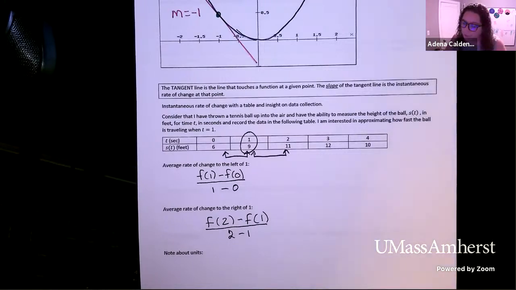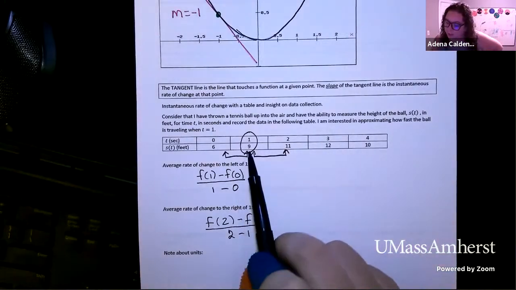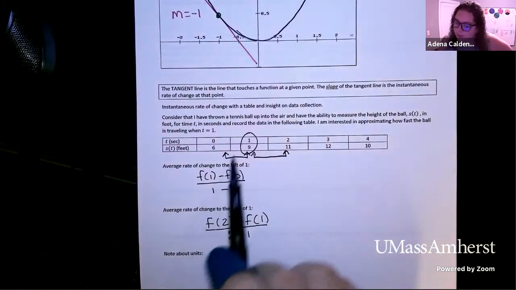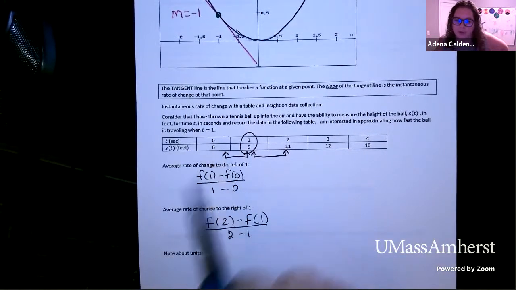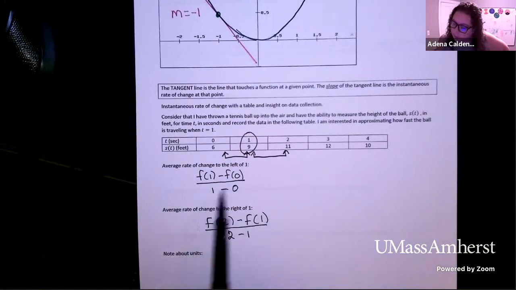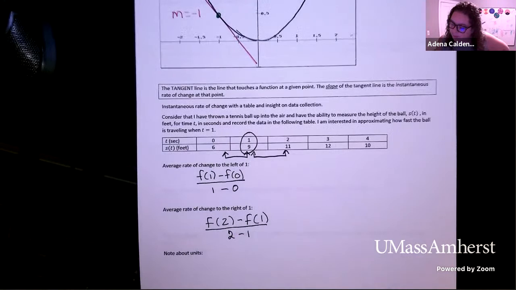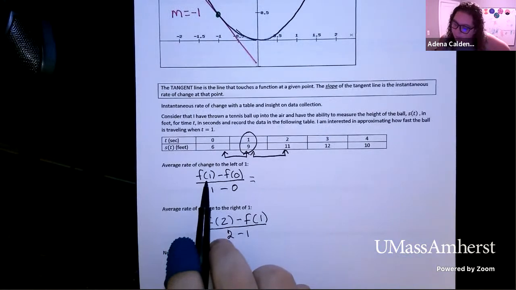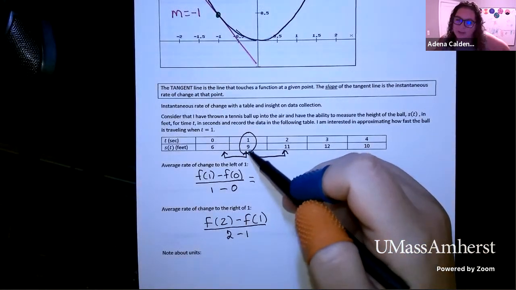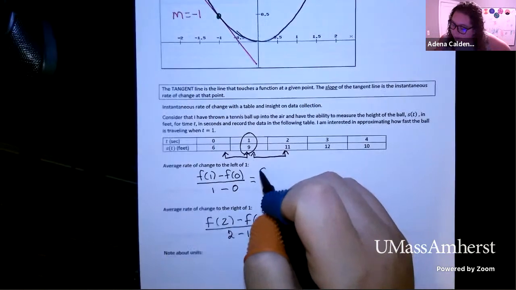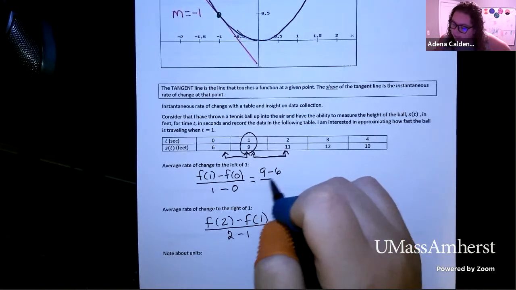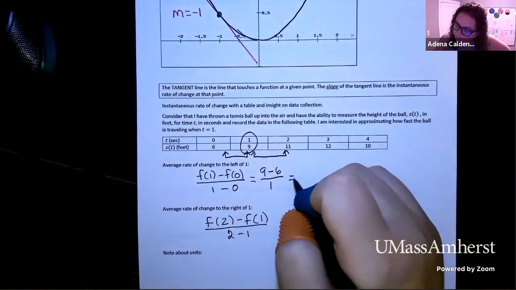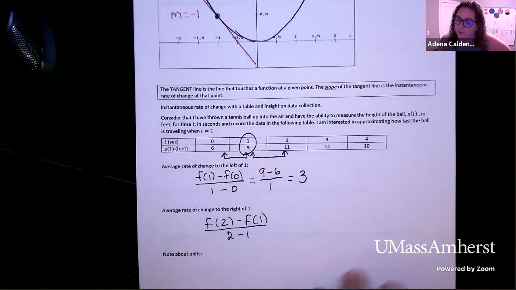All right, so when we do the average rate of change to the left of 1, again, we want to embrace this idea of closeness. We are using the closest point to the left, which is this 0, 6 data point. So we're going to do f of 1 minus f of 0 over 1 minus 0. Now remember from 1.1 that f of 1 means we're going to go to our table and get the dependent value. So that's going to be 9 minus 6 divided by 1 minus 0, which is 1. And that gives me a value of 3.